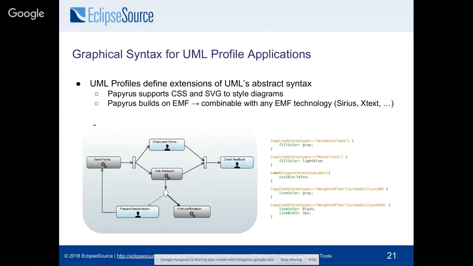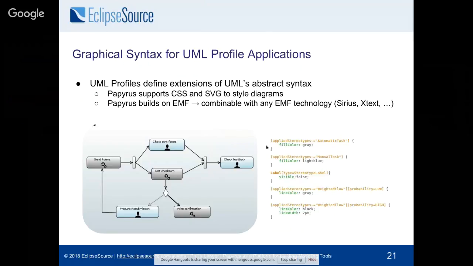And the way this is done in Papyrus is very convenient, because it allows you to style diagrams using CSS. With that, you can apply any style property, for instance, the fill color, background, the line width, whether something is visible or not, based on selecting particular parts of your diagram and then applying style properties. In case you're not familiar with CSS, maybe I should explain.